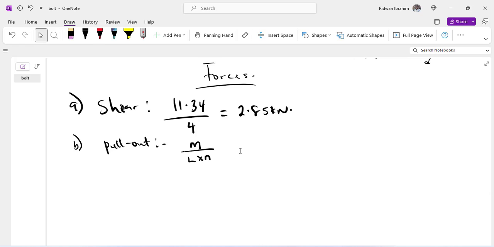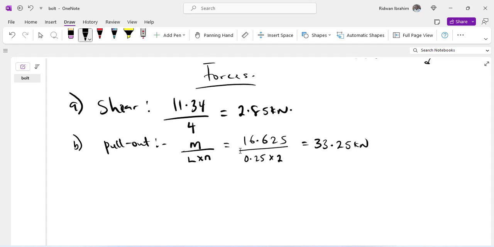So what is our moment? Our moment is 16.625 divided by the lever arm of the pullout, that is 0.25, that's 250 mm. And how many bolts are pulling out? Just 2. So divide by 2 times 2. Our pullout force will now be 33.25 kN. I think that is clear.